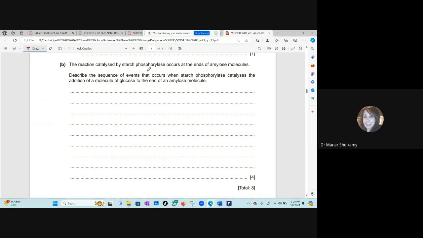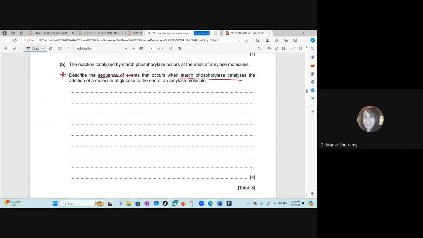This is a very easy question, but they intentionally want you to ask yourself, I don't know what they want. But when you are confused, just read the question more than once and hopefully you will figure out what they want. They want the sequence of events that occurs when the enzyme does the catalysis reaction. So this is the mode of action.